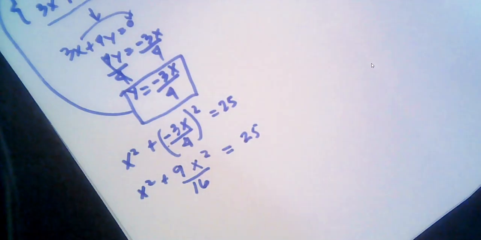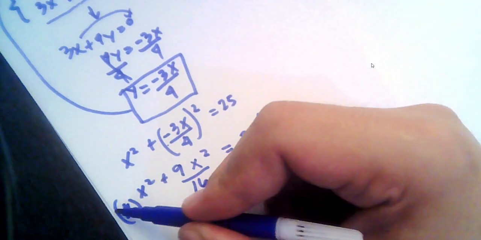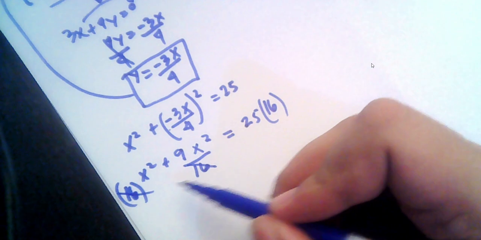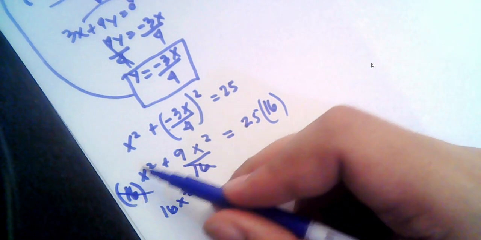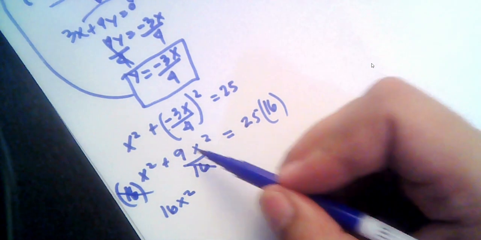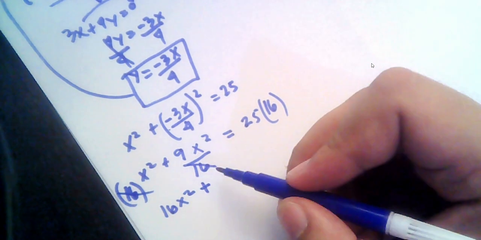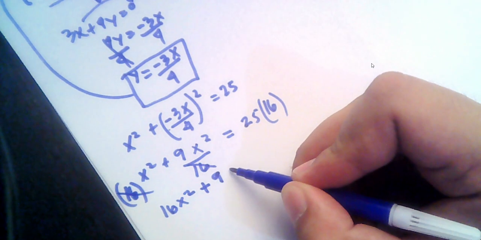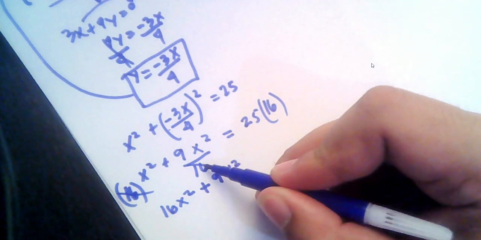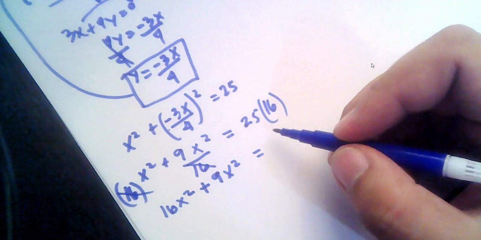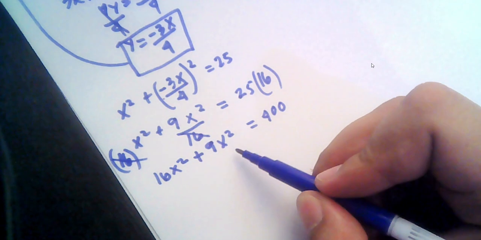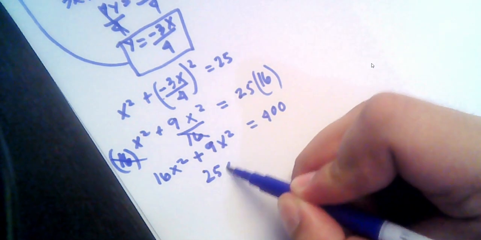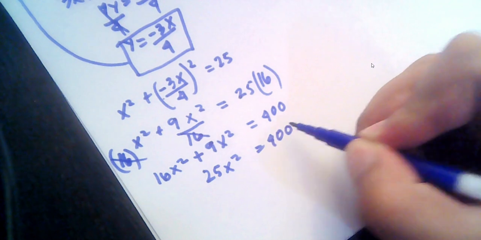To do that, let us multiply it by 16 on both sides to eliminate this. So we multiplied it here, but 16 times x squared, that is 16x squared, right? 16 times 9, that is 144. 144 divided by 16 still, that is going to be 9. Yeah, 9x squared. Let's cancel this out. 25 times 16, that is 400. So 16x squared plus 9x squared, that is 25x squared is equal to 400.